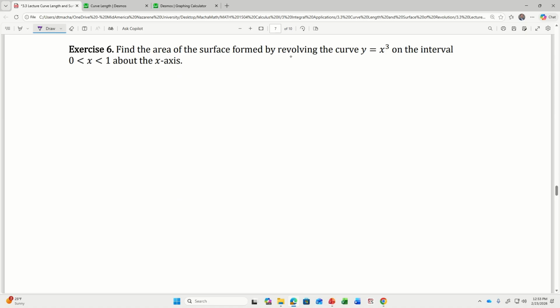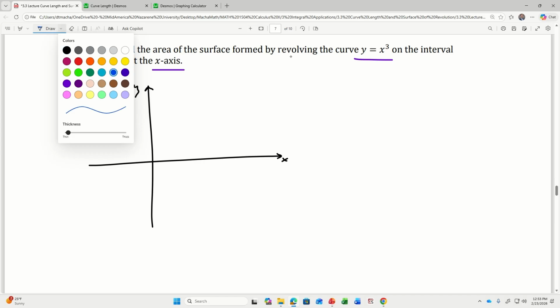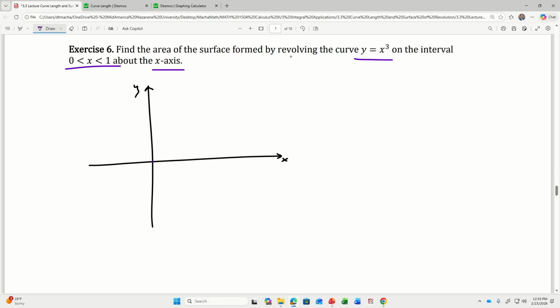But find the area of the surface formed by revolving the curve y equals x cubed on the interval 0 to 1 about the x-axis. So I'll draw a little picture first. I have a question with the formula. Uh-huh. It's y times the square root, right? Not like y on the root. It's y times the square root, yeah.